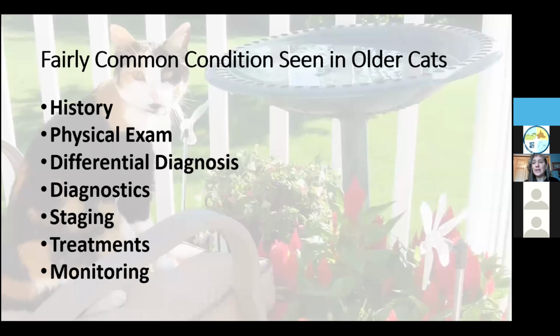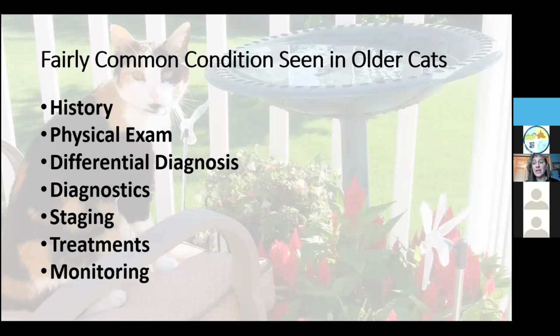Okay, so chronic kidney disease. This is a fairly common condition seen in older cats, so you might be seeing a patient specifically for an owner concern, or you may be looking for this in any cat that is 10 years of age or older during a regular annual exam. So today we're going to be looking at the history, what an owner will typically notice, or questions that you will want to ask during a geriatric feline annual exam.